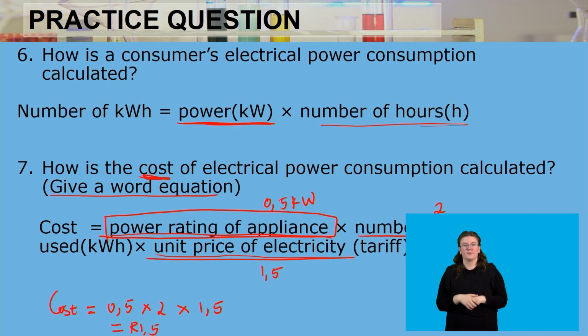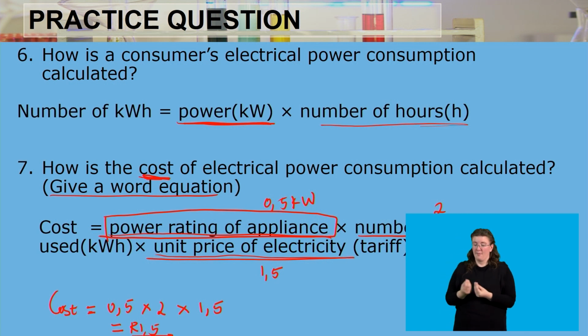So that means operating this device is going to cost you 1 rand and 50 cents if that appliance is rated at 0.5 kilowatts and you are using that appliance for 2 hours, and we are told that the tariff for that particular year or month in that particular location is equal to 1 rand and 50 cents.